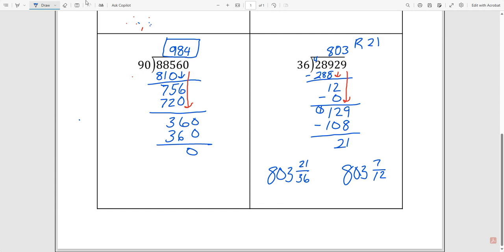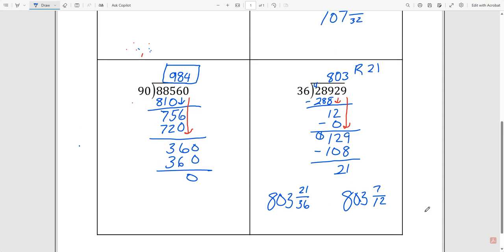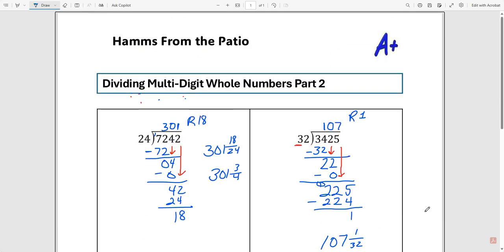And this can be converted to a decimal also by dividing 7 by 12 and getting a decimal answer. But other than that, that's all there is to it. And dividing multi-digit whole numbers, that process, hopefully it works out for you. But that's how I do it. I don't know how they teach you, but that's how I do it. Could be different. Hopefully that'll work for you.